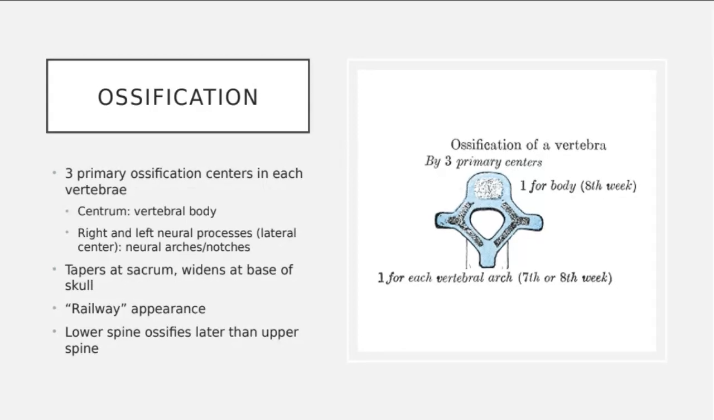And as we said previously, the lower spine is going to ossify later than the upper spine. And that's because the lower spine is going to fuse last, right? That neural tube is going to fuse last at the sacrum, at the lower spine. So of course, those vertebrae are going to ossify later. It's going to take longer for those vertebrae to ossify.